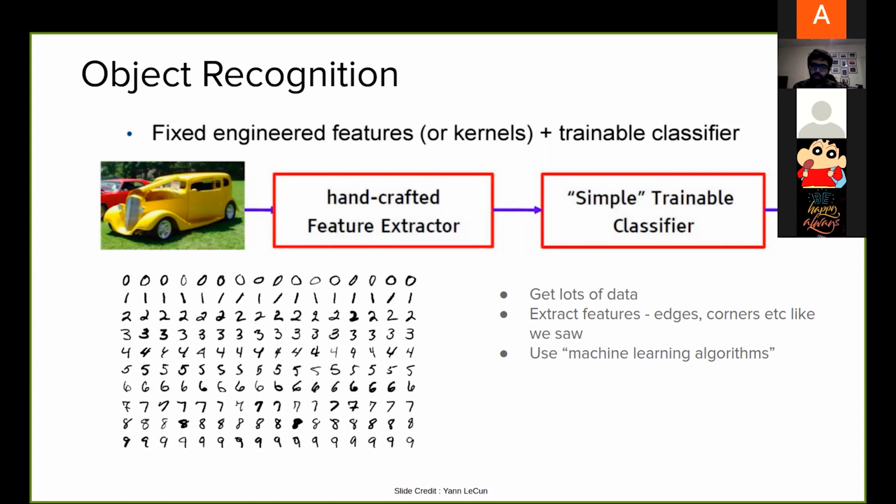So what they did is that they collected lots of data. They collected hundreds of images for zeros, ones, twos, threes, fours, and so on. Now we have some data set.